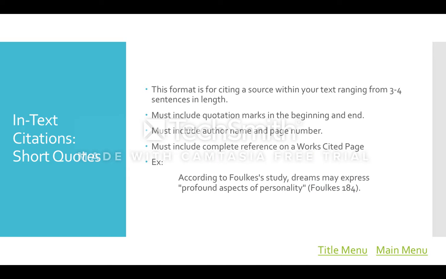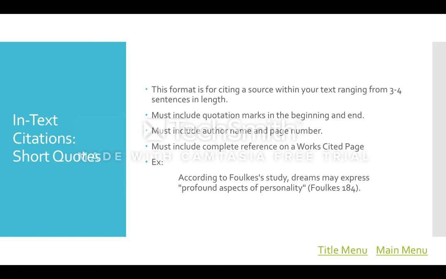When citing a source in an essay, in-text citations are necessary to avoid plagiarism. When using a short quote ranging from 3 to 4 sentences, you must insert quotation marks at the beginning and the end of the quote, followed by parentheses that include the author's last name, followed by the page number of the quote, and then finally a period. In the example, you see both quotation marks at the beginning and the end, then you see parentheses with the author's last name and the page number.